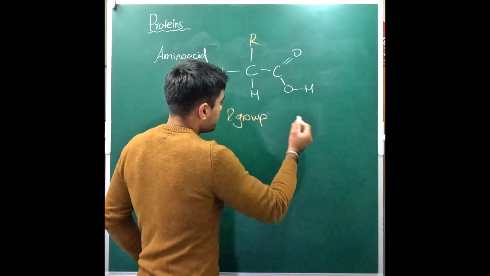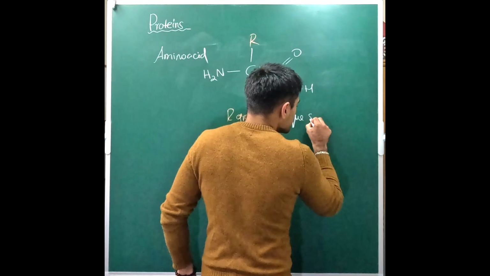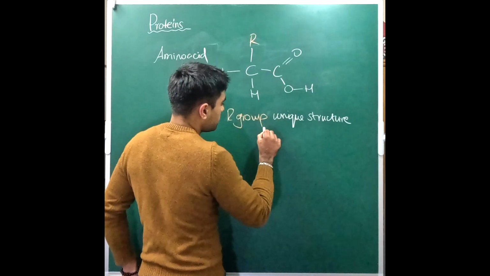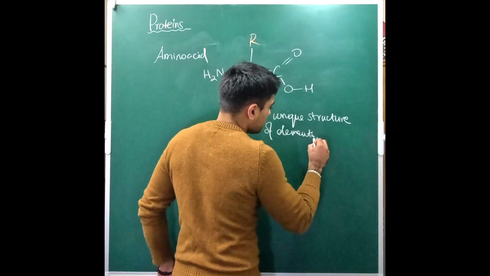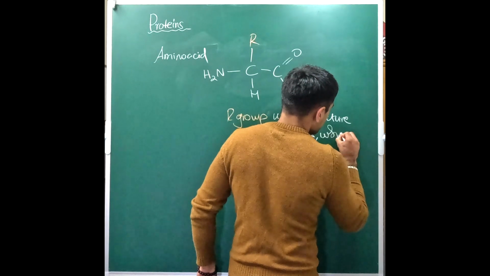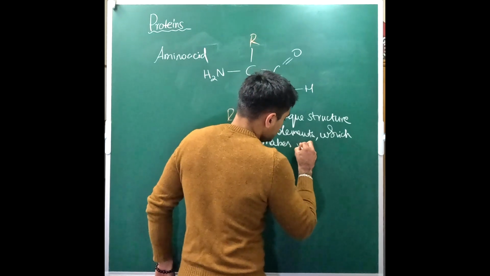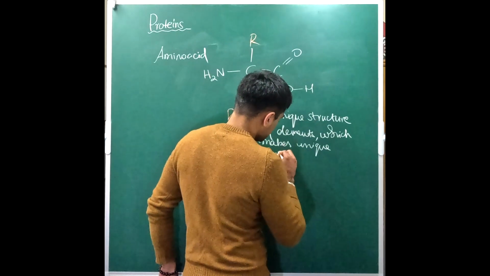R group is a unique structure of elements which makes unique amino acids.